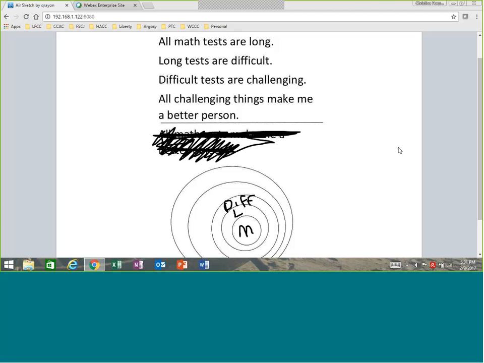That circle is the difficult circle. So far I have all math tests are long, long tests are difficult. I know I said we'd only have 2 premise statements, but this is an exception to the rule. We have 4 in this one. So the third premise statement, difficult tests are challenging. So the next circle out would be challenging. Okay? So difficult tests are challenging, and then all challenging things make me a better person. So this is things that make me a better person.